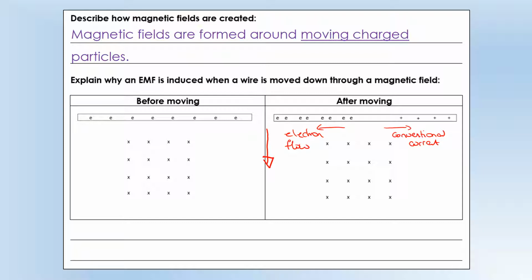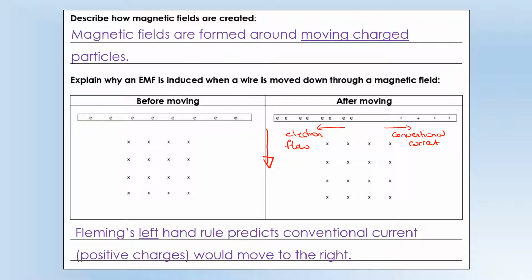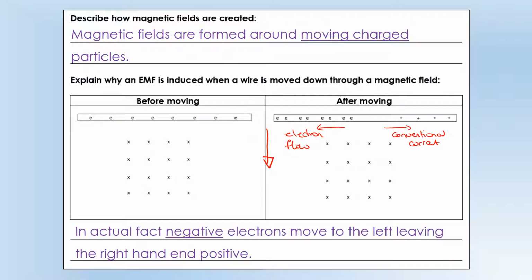So let's put that in writing. First of all, what rule are we using? We're using Fleming's left-hand rule, and that predicts that the conventional current would move to the right based on the fact the wire is moving down. What that then means is the negative electrons are going to go left because they go in the opposite direction to conventional current, and that leaves the right-hand end positive. That's why if we move a wire into a magnetic field, we can use a galvanometer and we can actually see an EMF being induced.